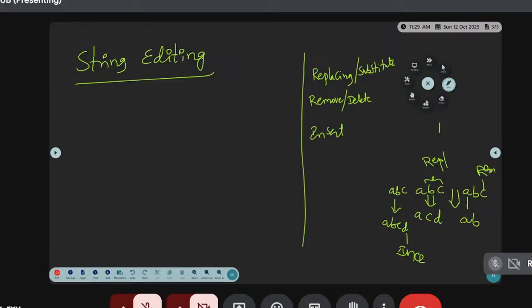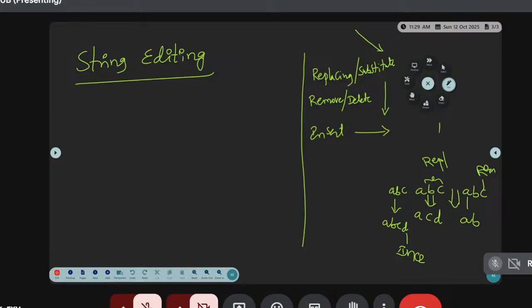The insert operation has a symbolic representation with an arrow. The remove or delete operation is represented with a vertical arrow. Replace or substitute is represented with a cross, a diagonal arrow. Arrows are used only to represent the operation being performed in string editing. The arrow directions are different: if it is an insert operation, it is a normal horizontal arrow; if it is this one, it is a vertical arrow, and this is called a diagonal arrow.